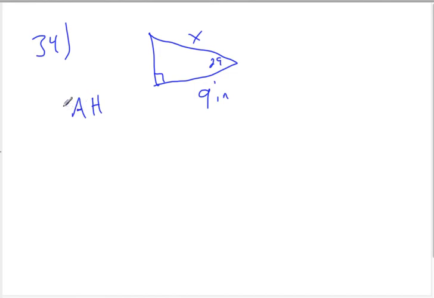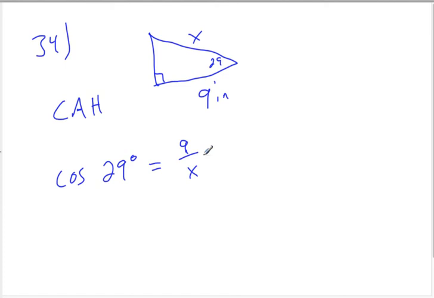34. A 29-degree angle. Okay, so make a right triangle. We'll say this is 29. Has an adjacent leg 9 inches long. How long is the hypotenuse? Okay, so we know adjacent and we know hypotenuse. So that is cos. So we know that cosine 29 degrees equals adjacent 9 over hypotenuse x. Okay, this is a little different from the last one because the x is on the bottom.